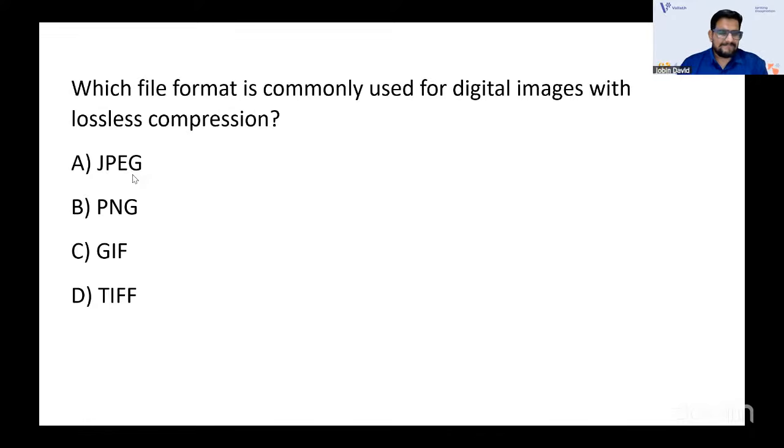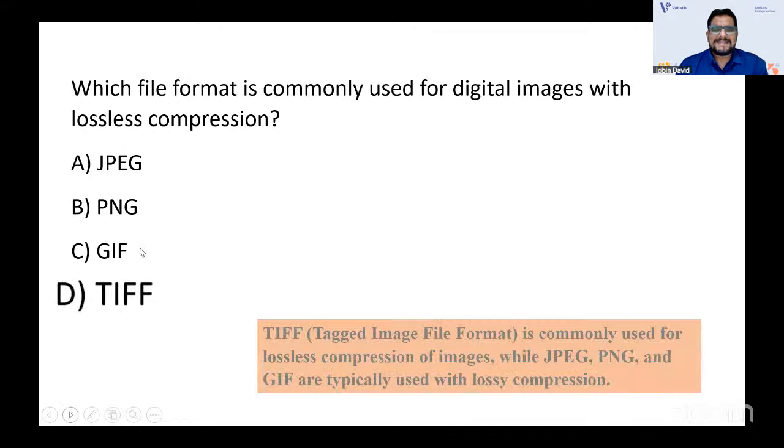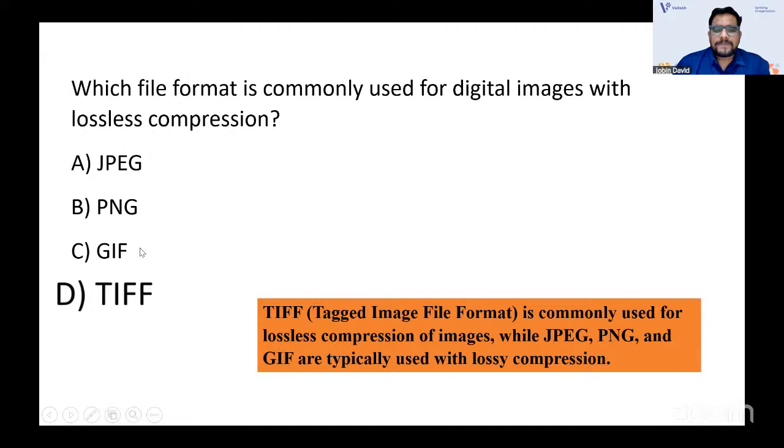Yes, you have the answers here. I'll tell the answer now. It is TIFF only. What is the full form of TIFF? Tagged Image File Format. It's commonly used for lossless compression of images, while JPEG, PNG, and GIF are typically used with lossy compression. That means the compression will be lost. And for TIFF, Tagged Image File Format, it is lossless compression of images. Okay, please remember that. The next question.